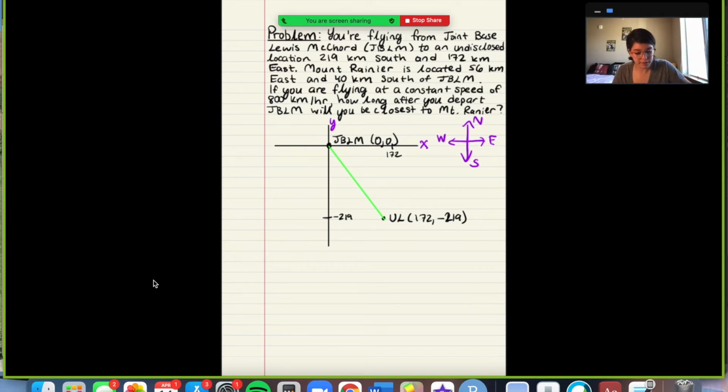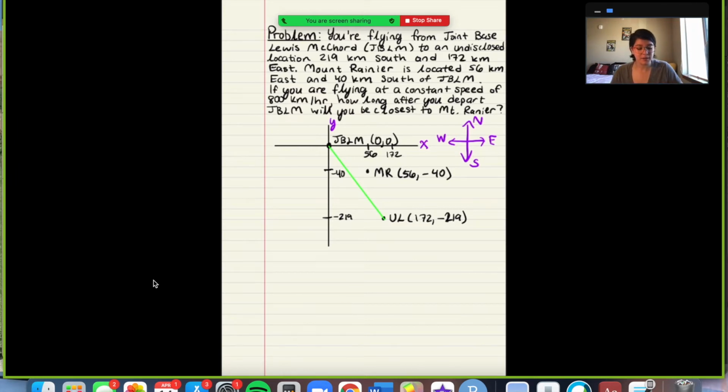And so now if we wanted to plot Mount Rainier, we know that Mount Rainier is 56 kilometers east. Again, that's positive on the x-axis, so let's say that's somewhere right here, 56. And 40 kilometers south. South again is on the negative y-axis, so negative 40 about here. So Mount Rainier will be somewhere right here at the coordinate point 56, negative 40. Cool.